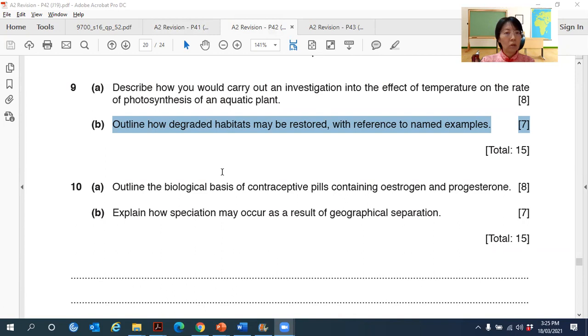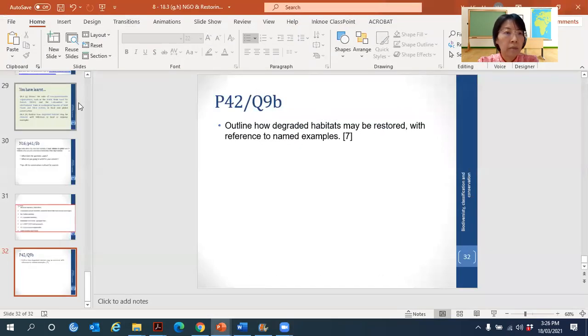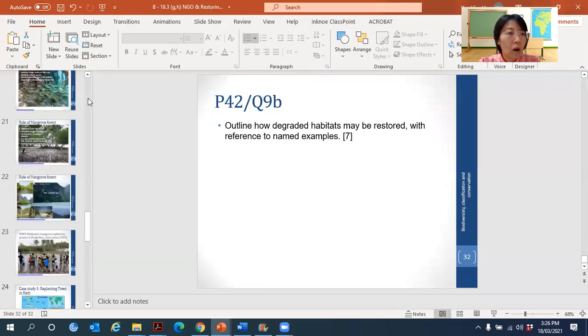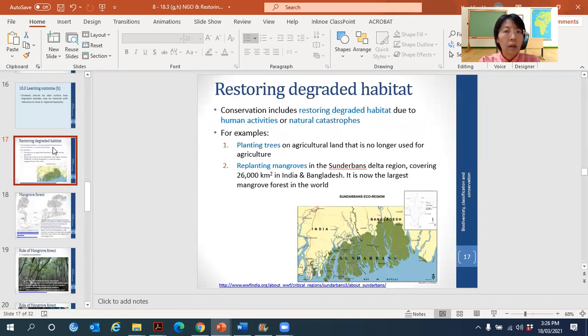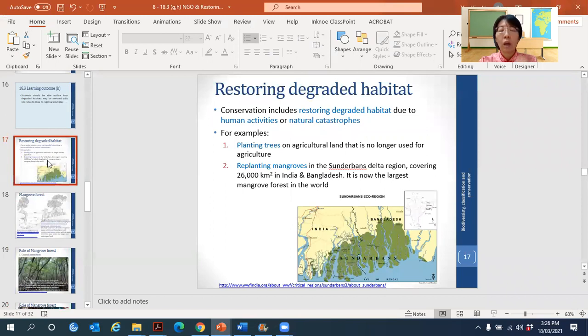Now, if you go back to your theory to retrieve what you have learned about restoration of degraded habitats, the most you may get is 3 marks, but this question is 7 marks. Why is it the most you get is 3 marks? Because if you go back to the notes for habitat restoration, which is this one here, this is a learning outcome. We start off with restoring degraded habitat.